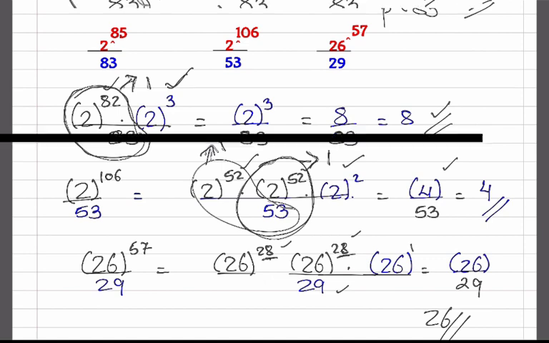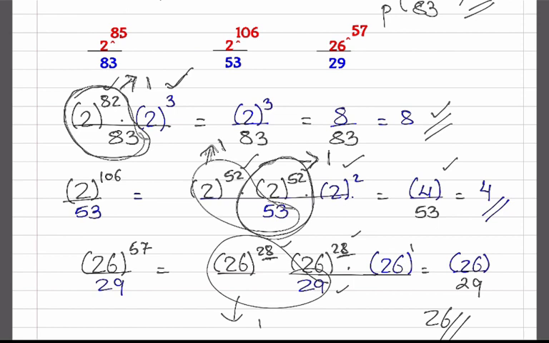According to Fermat, the remainder for this is 1. According to Fermat, the remainder for this is 1. 1 into 26, 26 by 29. Since it is lesser than 29, my answer for this is 26. Okay, so that's how you can apply Fermat.